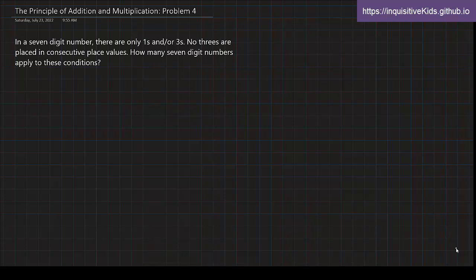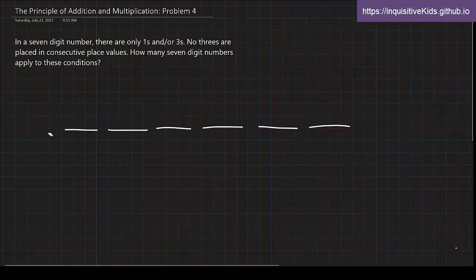In a 7-digit number, there are only ones or threes. What that means is in this 7-digit number, you can have a mixture of ones and threes, or only ones, or only threes. So that's what the problem is trying to get at. No threes are placed in consecutive place values.